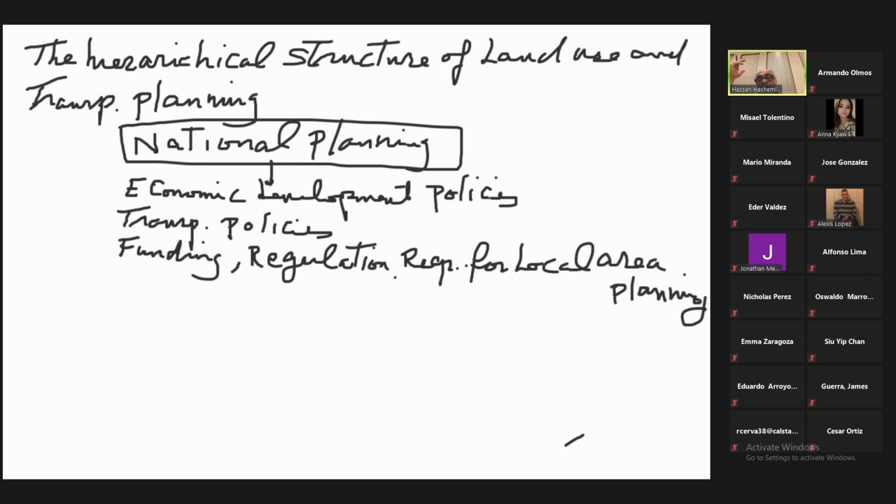Under the Secretary of Transportation, what type of policy should we adopt for economic development? What should be our transportation policies? For instance, should we encourage more transit or highways?